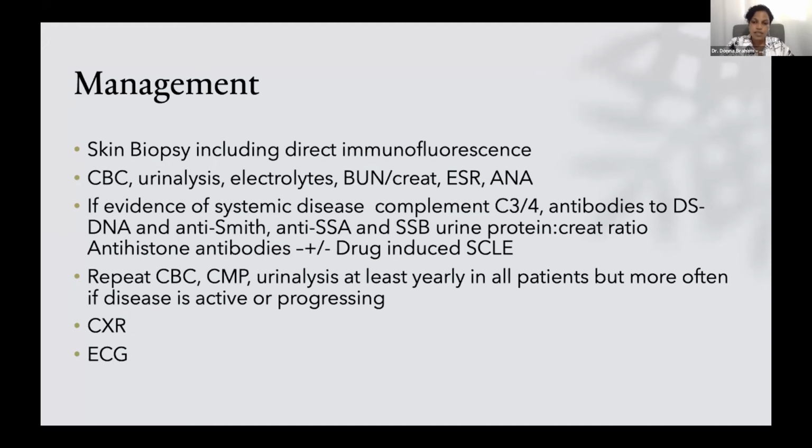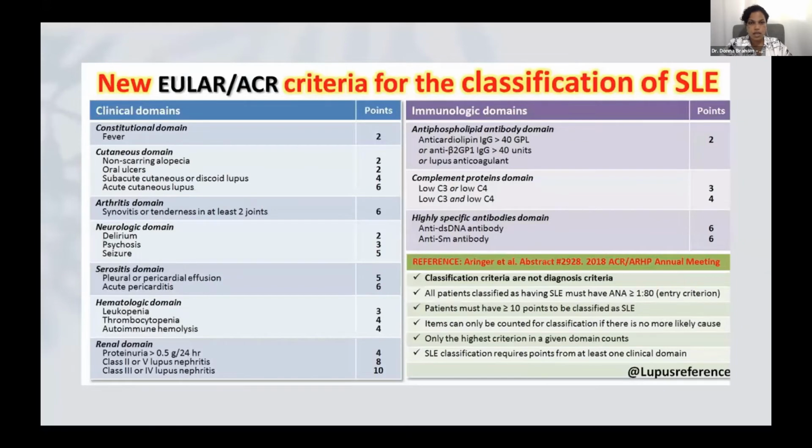Patients should be screened yearly or more often if the disease is active or progressing. And a chest X-ray and an ECG should also be done. The criteria for the classification of SLE changed in 2019. There was an updated criteria, and they now suggest that all patients who are going to be diagnosed with SLE must have a positive ANA at some point in time.